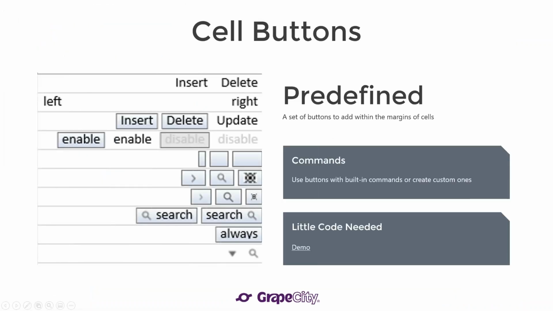We recently added a predefined button implementation known as cell buttons. These can be added within the margins of a cell and can use specific built-in commands or custom commands defined by the developer. With little code, developers can add buttons to their implementations of Spread, which can make creating interactive forms simple and quick, as I will now show in the following demo.